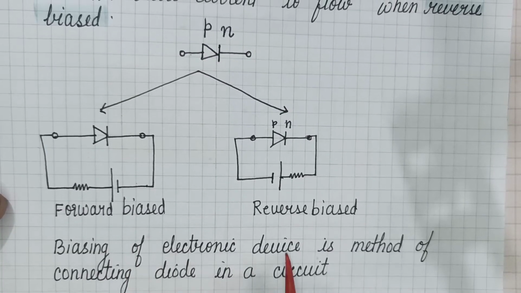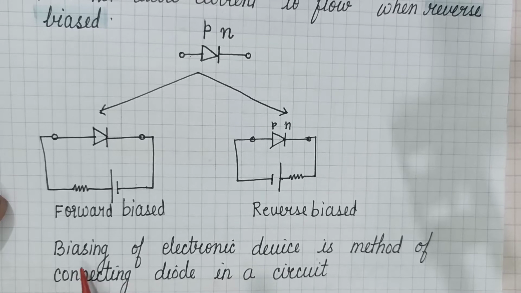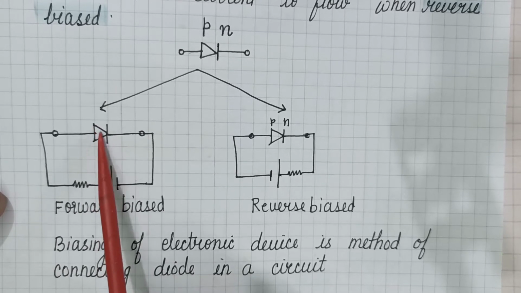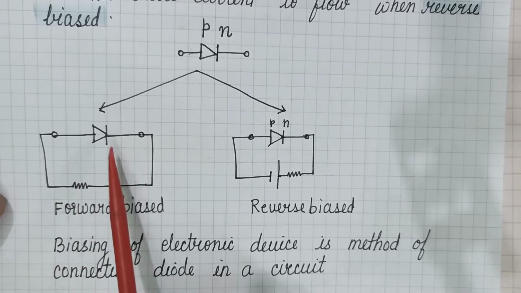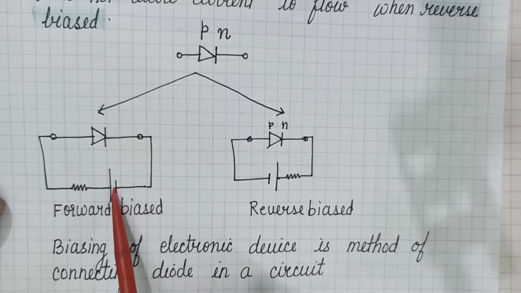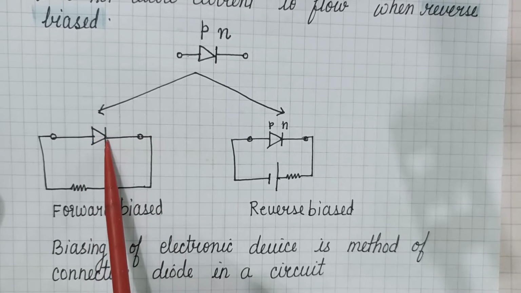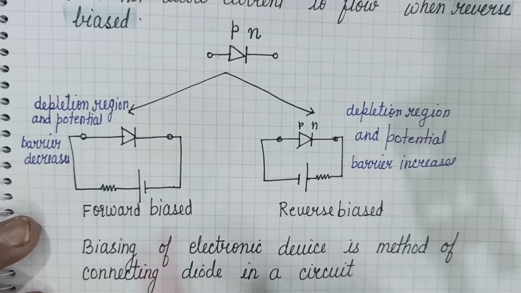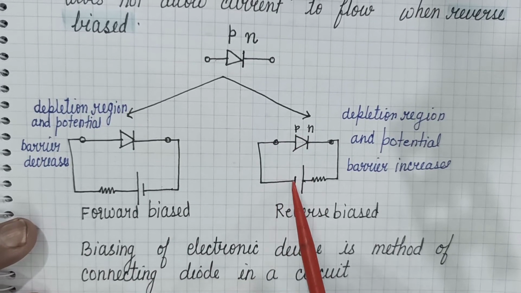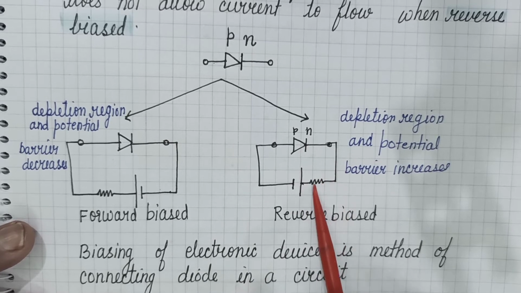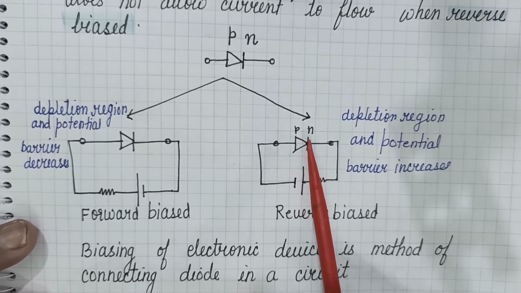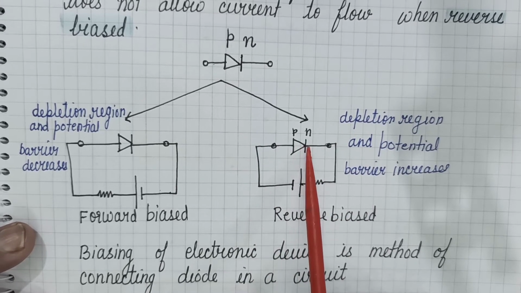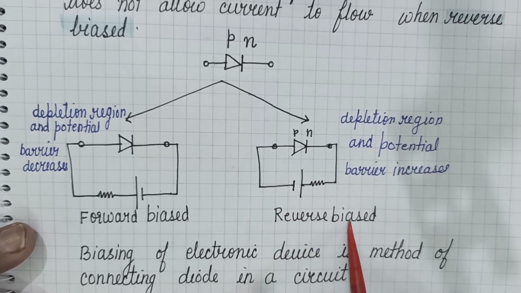Now how this electronic device is connected in the circuit, that method is called biasing of a PN junction diode. Carefully listen to me. When the P side is connected to the positive terminal of the battery and the N side is connected to the negative terminal of the battery, the depletion region and potential barrier decrease, and this biasing is called forward biasing. While if the P side is connected to the negative terminal of the battery and the N side is connected to the positive terminal of the battery, the depletion region and potential barrier increase. In this situation, the diode does not conduct and acts as a broken circuit. This circuit arrangement is called reverse biasing.